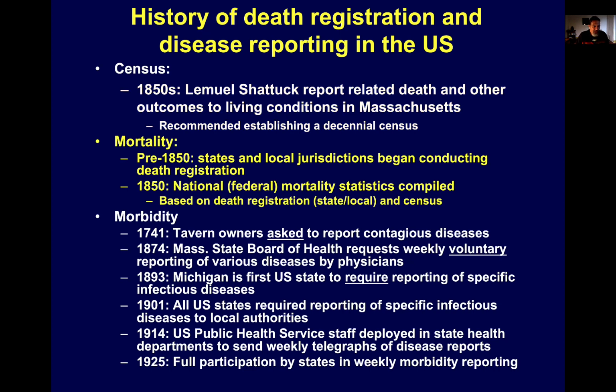Prior to 1850, for mortality monitoring, states and local jurisdictions began conducting death registrations. They sort of did it on their own. It really wasn't coordinated nationally or federally. But by 1850, there were attempts to compile mortality statistics nationally based on the death registration that was happening within each of the state and local areas and using the census data.